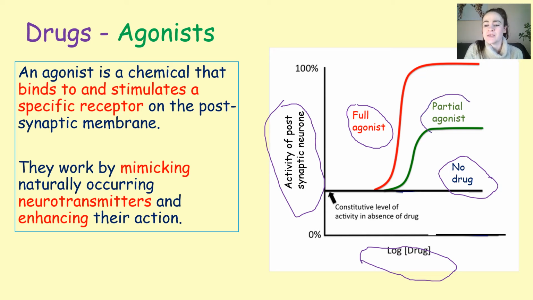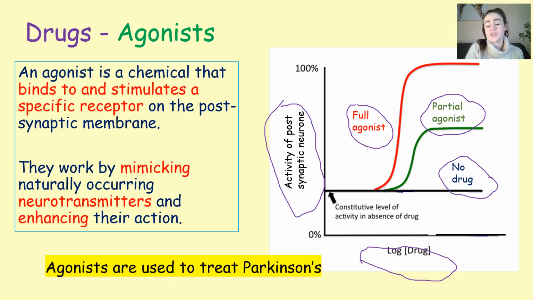Now, a partial agonist is another type of agonist, but it's kind of like half full or half the power of agonists. So it's not completely mimicking the natural neurotransmitter, it's just partially mimics it. So this is why it just increases half the way and not the full way. But the point of this is that agonists are chemicals that mimic the natural occurring neurotransmitter to enhance their action. And you can see that if you get given an agonist, the activity in the postsynaptic neuron will increase. Just as a side note, agonists are used to treat things like Parkinson's.